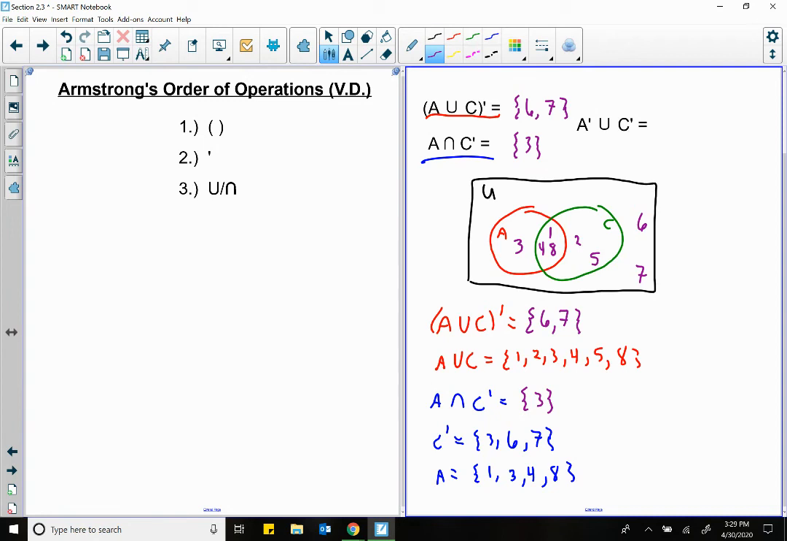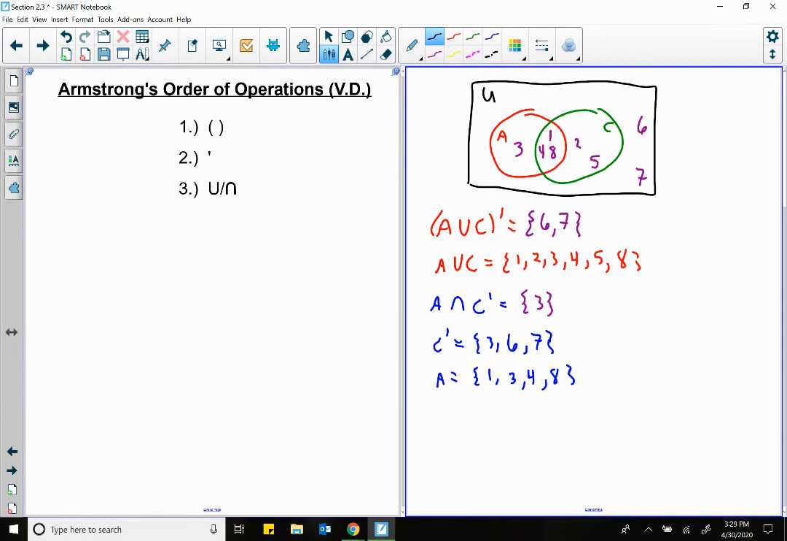All right, last but not least, we've got this A complement union C complement. So again, I find A complement first, or you can find C complement. It doesn't really matter on this. Because the first thing we do is parentheses. There are no parentheses, but do we have complements? Yes, we do. We have the A complement and we have the C complement. So we're going to work with A complement first, and then we'll do the C complement.